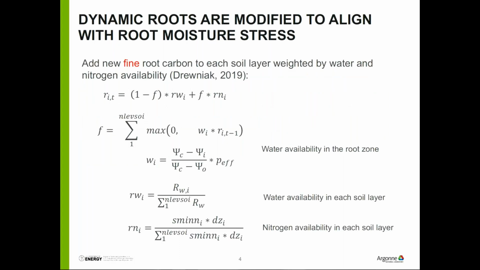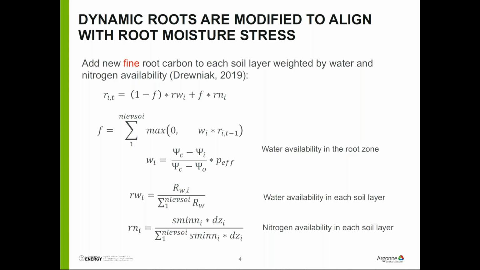So the way that we model dynamic roots is trying to just add new fine root carbon. So we're not looking at coarse roots, we're just looking at fine roots. And we're adding that to each soil layer as it's being acclimated or accumulated by the plant. And it's going to the soil layers weighted by water and nitrogen availability. And so if you look at that very first line, the equation there, this is the new fine roots in each soil layer i at time t.